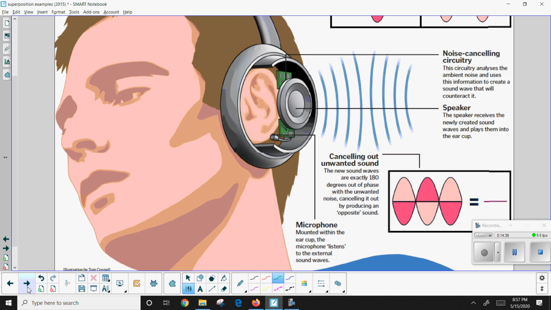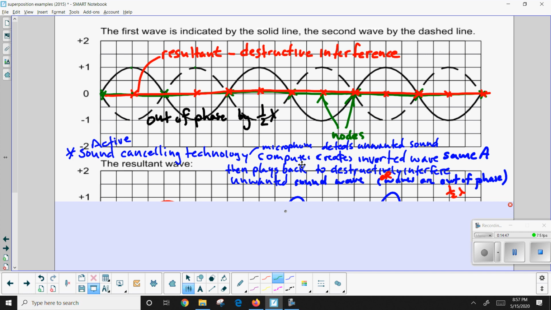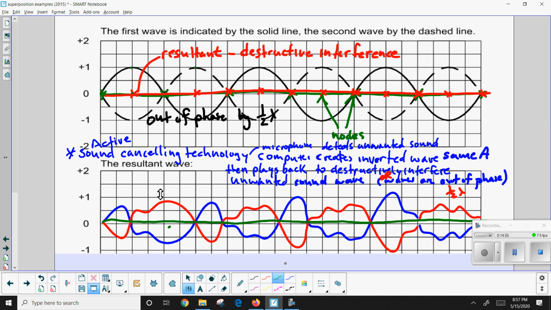So you want to make sure that you can explain how active sound canceling technology happens. On your notes, somewhere on this page, I'd like you to jot this down. It's a little note and maybe a little bit of a sketch. You should be able to explain active sound canceling technology. So again, you have a microphone detecting the unwanted sound. The computer creates an inverted wave with the same amplitude and plays it back to destructively interfere with the unwanted sound wave. So it's kind of a neat application, right? You never thought that physics would be involved with your audio listening enjoyment, right?